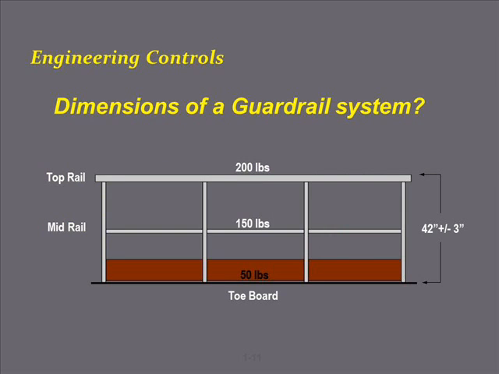A guardrail system consists of a top rail, a midrail, and a toe board. The top rail must be able to withstand 200 pounds of outward and downward force. It should be set at 42 inches, plus or minus 3 inches. The midrail should be capable of withstanding 150 pounds of outward and downward force and is at the midway point between the deck and the top rail. The toe board is 3.5 inches high and needs to be able to withstand 50 pounds of outward and downward force.